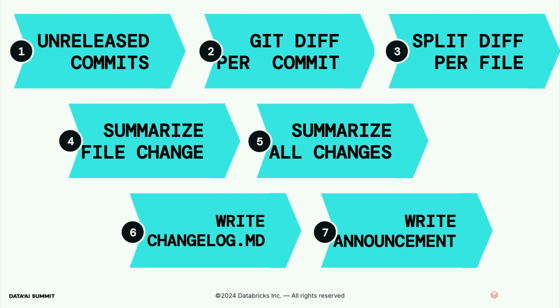We get unreleased commits, then we get the diff per that commit, and we split the diff per file. Essentially, LLMs have short context, so it's easier to fit the context of a difference of the same file. We summarize the change for the file, and after that, we summarize all of the changes of those files. Then we write the changelog.md file for every release. Then we write the announcement for the given release into public channels like Medium posts, Twitter, LinkedIn, and other things, so that we have a bit more self-driven marketing, because we don't have full-time marketing people working on this.